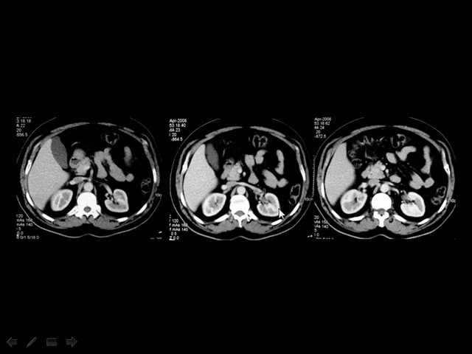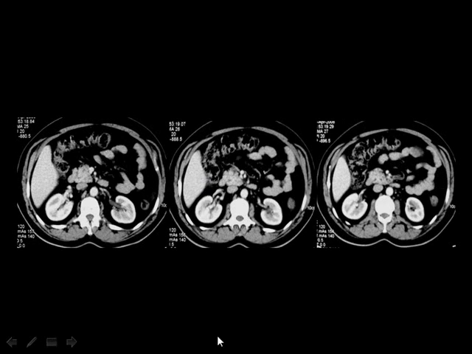If you look in this section, you can see a vessel coming from the left kidney crossing the midline in front of the aorta to join the IVC. This is the left renal vein, and this is the right renal vein. This is the head of the pancreas, this is part of the duodenum, this is the gallbladder, and this is the liver. If you go more down, you can easily see the pancreatic head, and you can see the intestinal loop.